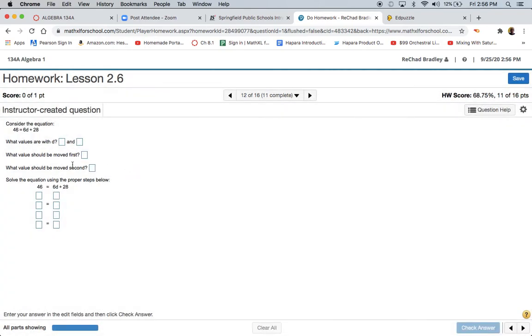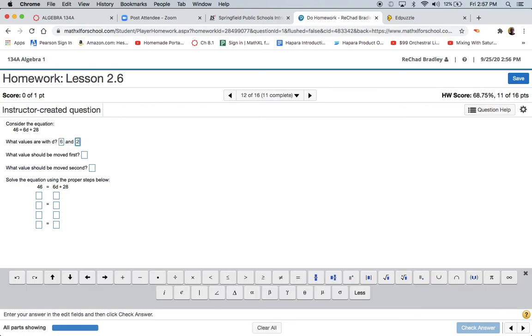I still got it. The values with d are 6 and 28. The value that should be moved first is the weaker of the two, which is 28. The value that should be moved second is the one that's right next to it, which is the 6. If I want to move this 28, I must move it with its opposite, which is minus 28. 46 minus 28, I believe, is 18. Those two things go away. This whole term must come down, which is 6d.